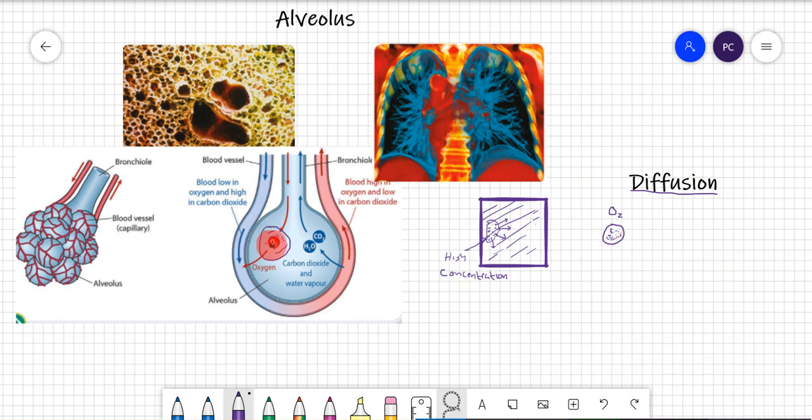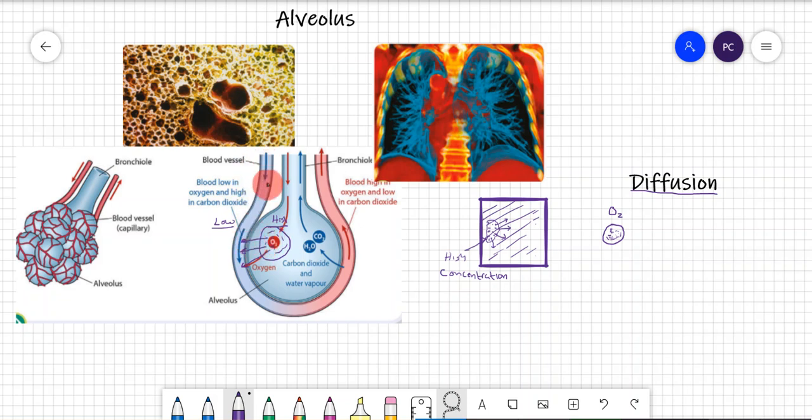So if there's a high concentration of oxygen here and a low concentration here, what's going to happen is the gas will naturally move in this direction. It moves from an area of high concentration into areas of low concentration because it needs the space. It wants to get in here, and that's what happens.